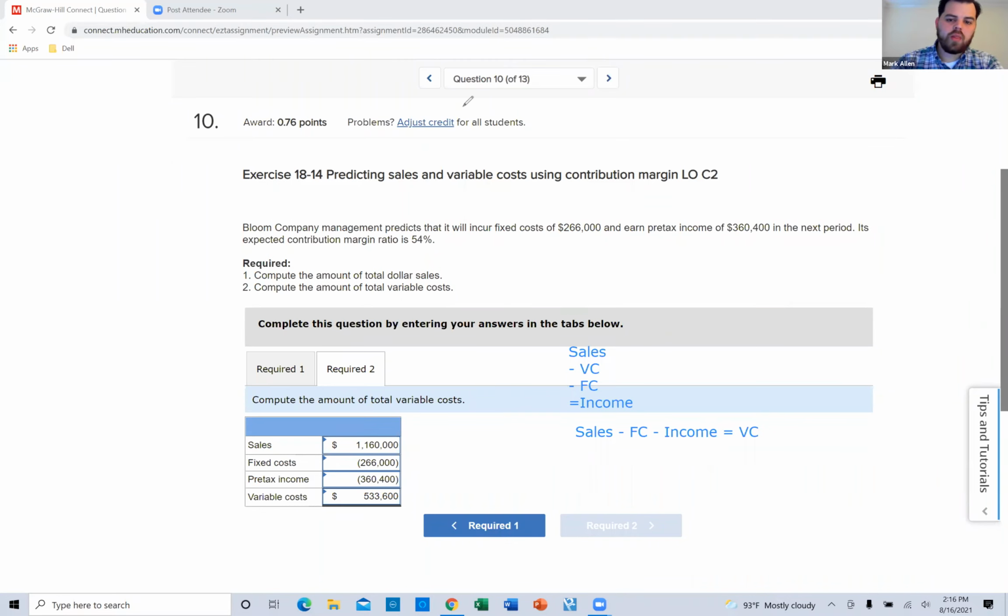So we figured out on the first part our total dollar sales. That's what we did here, 1,160,000. Now that we've got that, we're simply going to pull in the fixed costs and the pre-tax income that they gave us, and that'll tell us what the variable cost number must be. And with that, we have finished number 10.